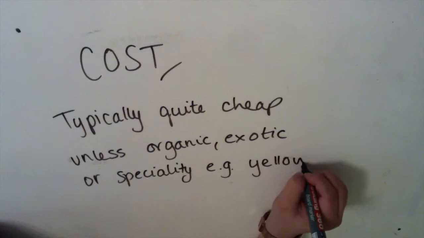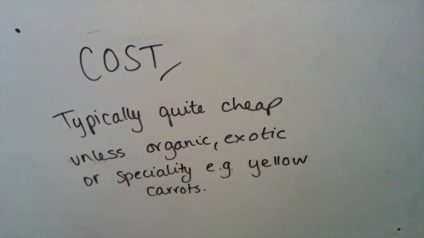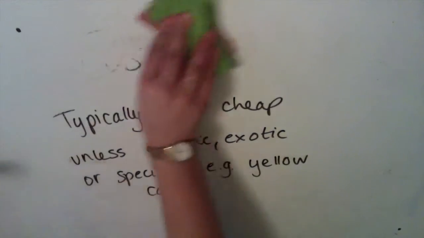In a recipe it's going to be much cheaper to reduce the amount of meat and up the amounts of vegetables, and it's going to work out really cheap for you.